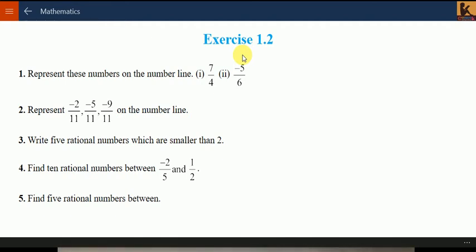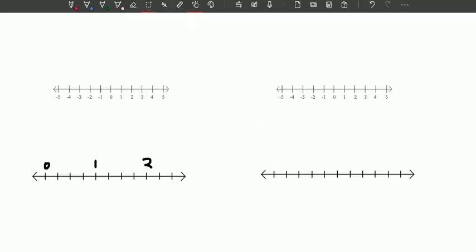And the first question says: represent the number 7 by 4 and minus 5 by 6 on a number line. First is 7 by 4, next is minus 5 by 6 on a number line. This we can do over here also if you want. Let's consider this is a number line and we have to show 7 by 4 on a number line.